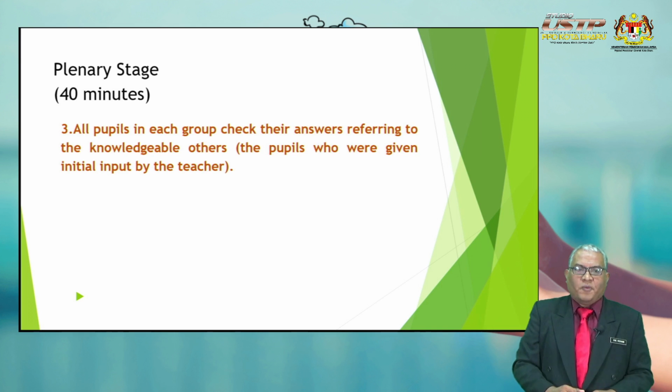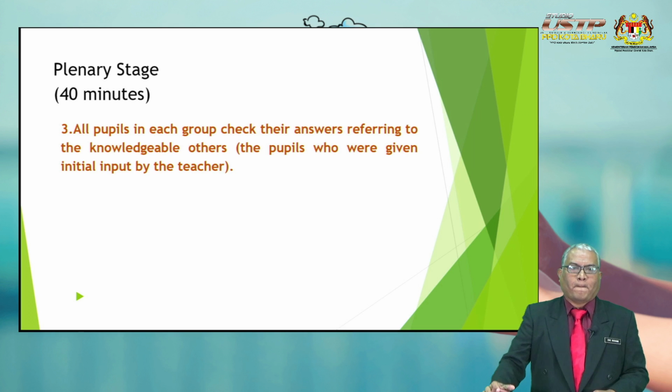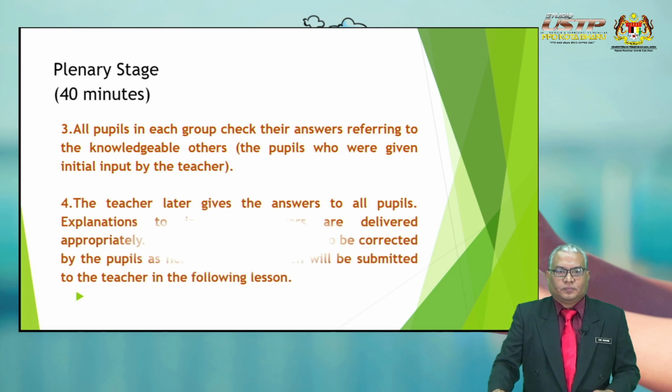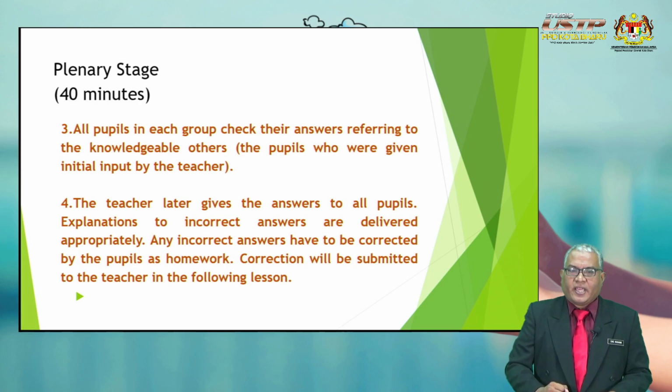Later, all pupils in each group check their answers by referring to the knowledgeable others, the pupils who were given initial input by the teacher. The teacher later gives the answers to all pupils. Explanations to incorrect answers are delivered appropriately. Any incorrect answers have to be corrected by the pupils as homework. Corrections will be submitted to the teacher in the following lesson.